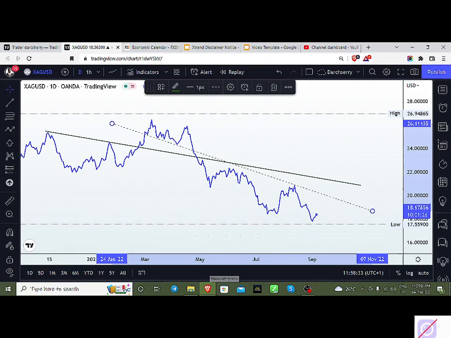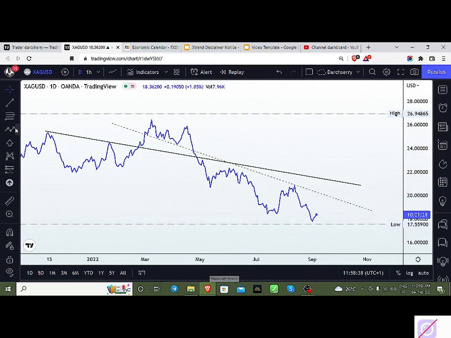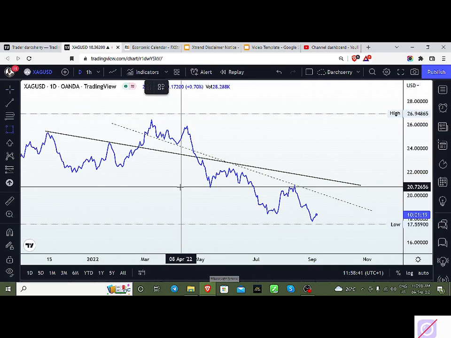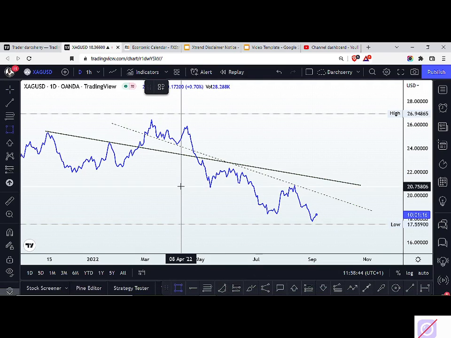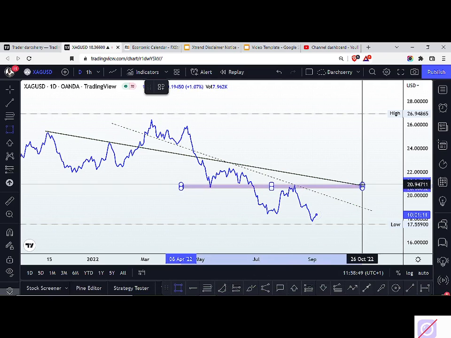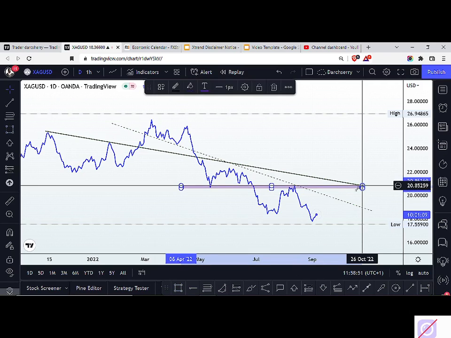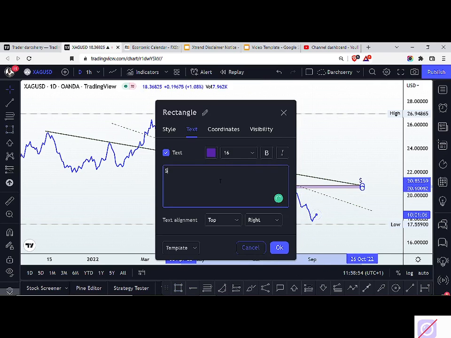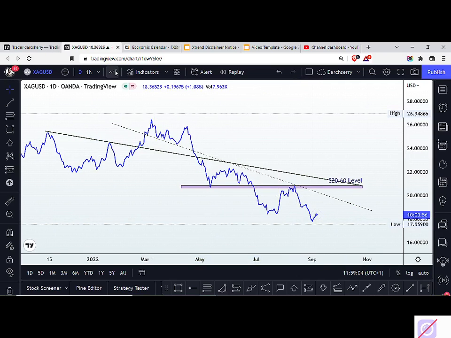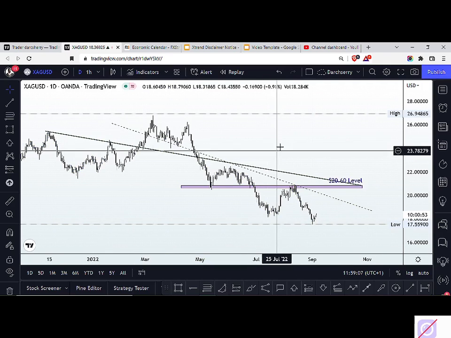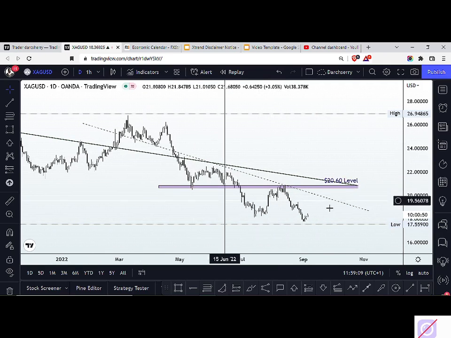And then we have a key level that we can work with around this point. Somewhere around the $20.60 area. So let's label this area for the sake of clarity. So we have the $20.60 level. Now, let's go back to our candle chart. You can see how that level has been a major determinant of price action in the past.